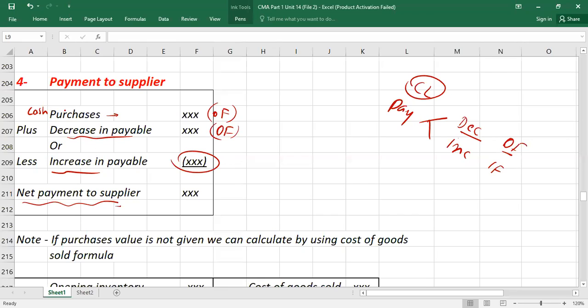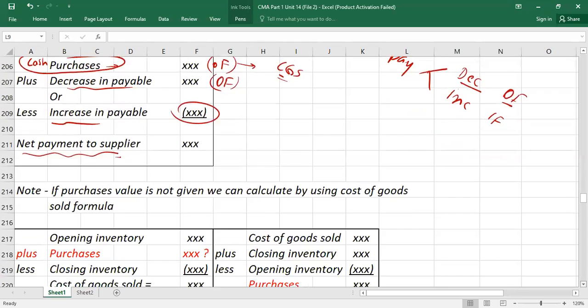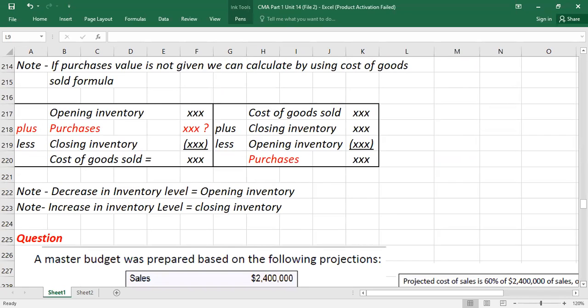Sometimes in your exam question, he may not give you the cash purchases value. So then you will apply the cost of goods sold formula to calculate cash purchases value. So what is the formula? You know how you calculate the cost of goods sold. The shortcut formula is we take opening inventory plus purchases minus closing inventory is equal to cost of goods sold.